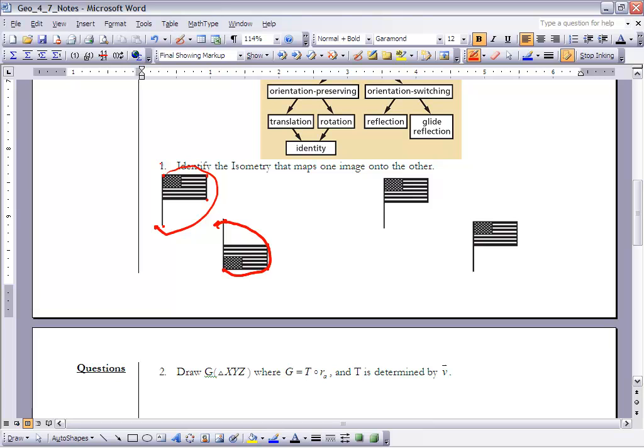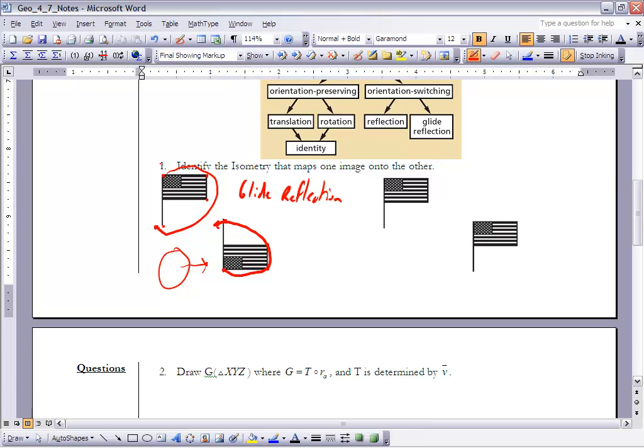So what that tells me is that it must be an orientation switching or orientation reversing isometry. So it's either got to be a reflection or a glide reflection. Well, reflections are pretty easy to see because it would have to come right down in this area. So it looks like it's come down in this area and it's been moved over in this direction. Therefore, this would have to be a glide reflection.